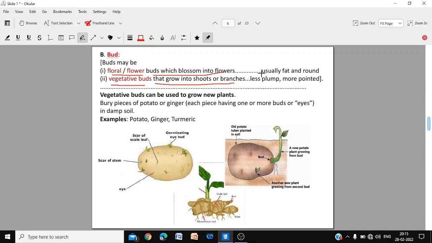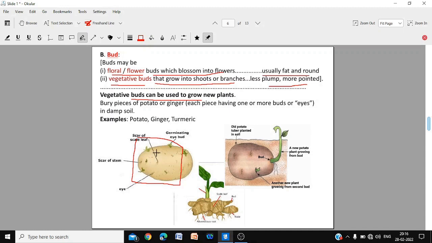In appearance, flower buds are usually fat and round, whereas the vegetative buds are more pointed and less plump. So vegetative propagation should be from vegetative buds, not from flower buds. Vegetative buds can be used to grow new plants. This is a potato, and these are the so-called eyes where you find buds.